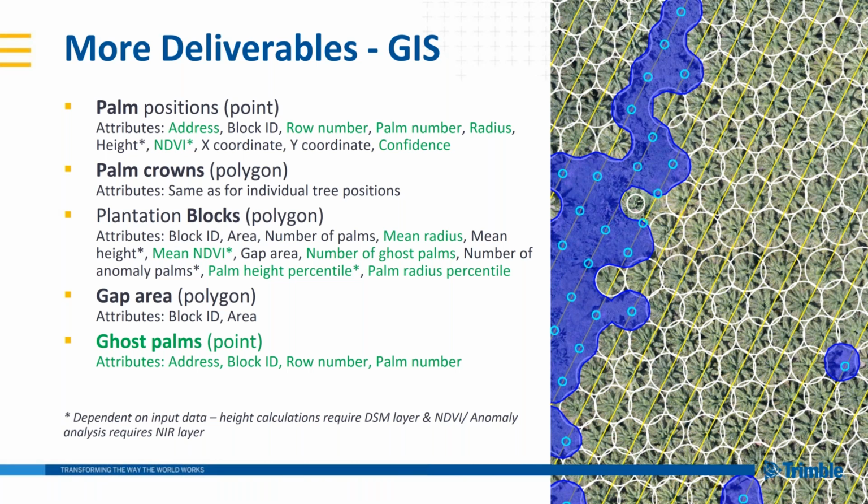We also have gap area, again a polygon, and the attributes here are the block ID and of course the area of that gap. So you can see the gap here on the right, again, is this blue polygon that's been added. Ghost palms, this is a completely new output. It's a point shapefile, and the attributes will be of course the address of that palm, the block ID, row number, and palm number, everything that independently makes up that address. So those are the deliverables, I call them the GIS deliverables, all the outputs that you can bring into your GIS for further mapping and analysis.